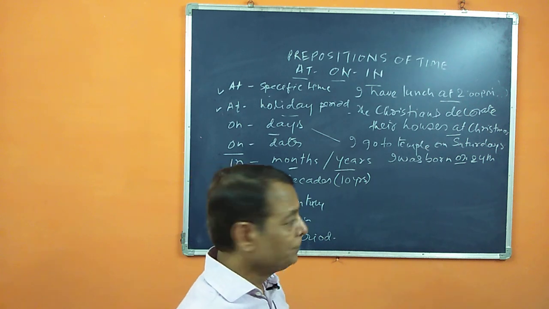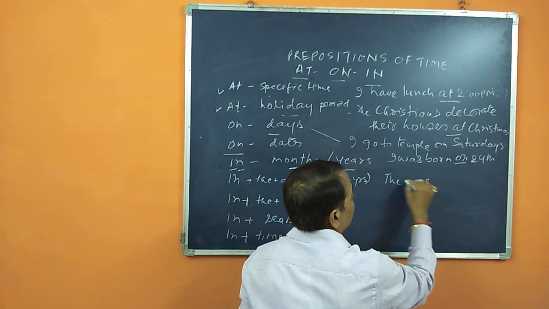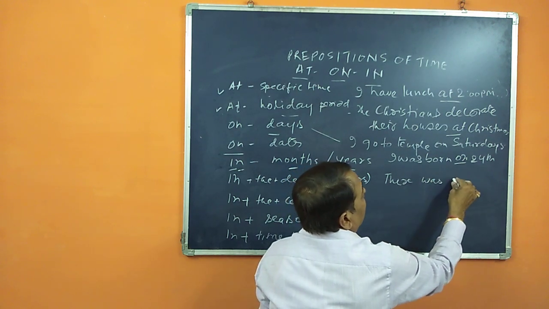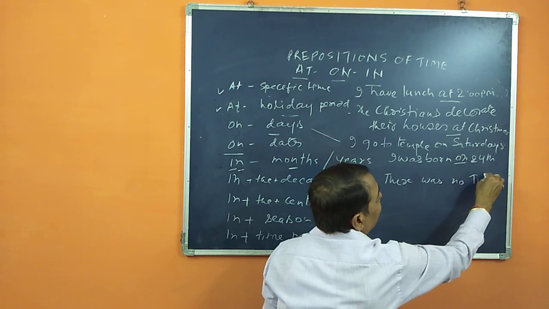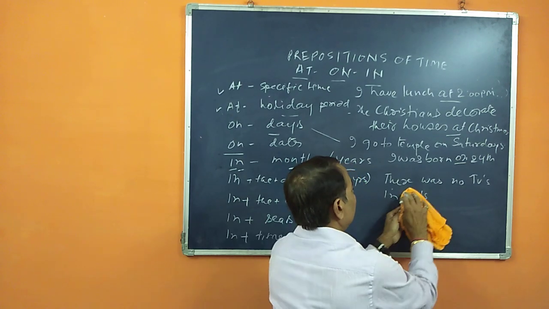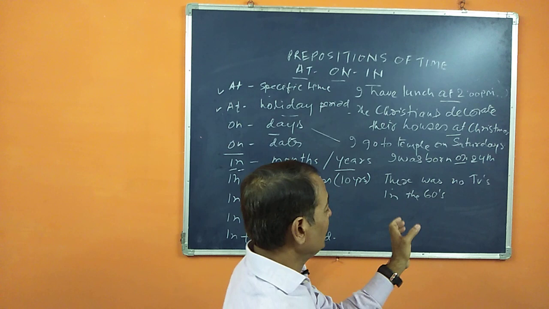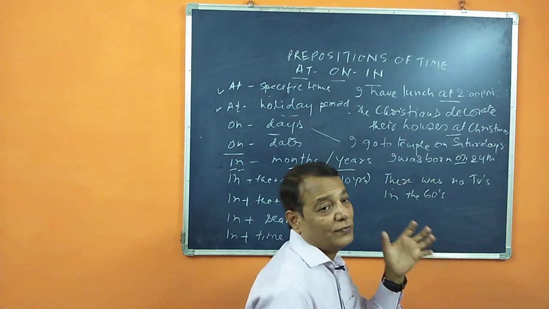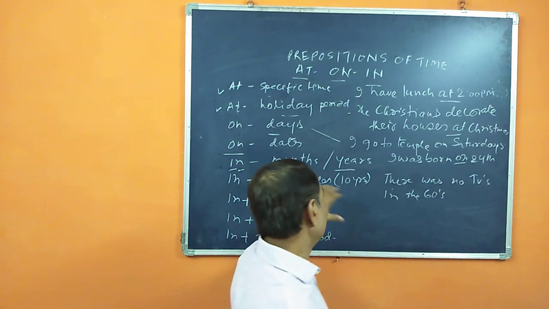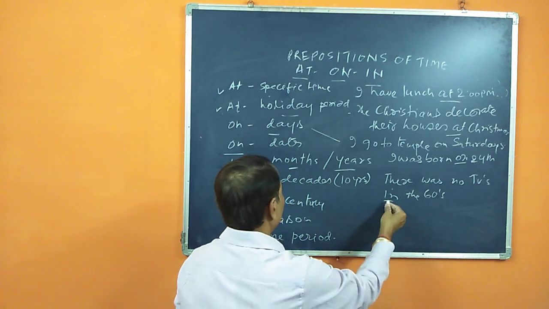Suppose you say that there were no TVs in the 60s. When you write 60s, actually you are talking about 60, 61, 62, 63, 64, 65, 66, 67, 68, 69. So from 60 to 69, 10 years, it's called a decade. Then also you are using in. There were no TVs in the 60s, so you are using in for decades.